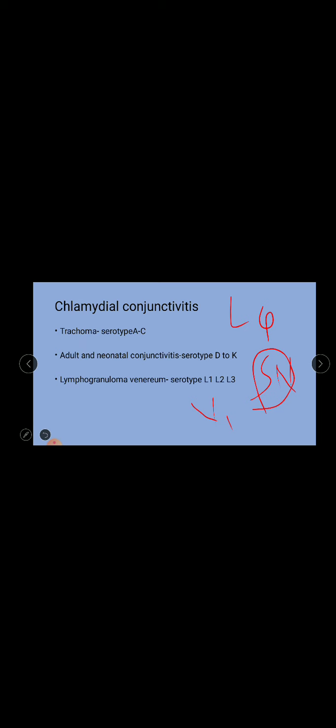Chlamydial conjunctivitis is caused by Chlamydia. Different types of serotypes are there. Trachoma is caused by serotypes A and C. Adult and neonatal conjunctivitis is caused by serotypes D to K. And lymphogranuloma venereum is caused by serotypes L1, L2 and L3.